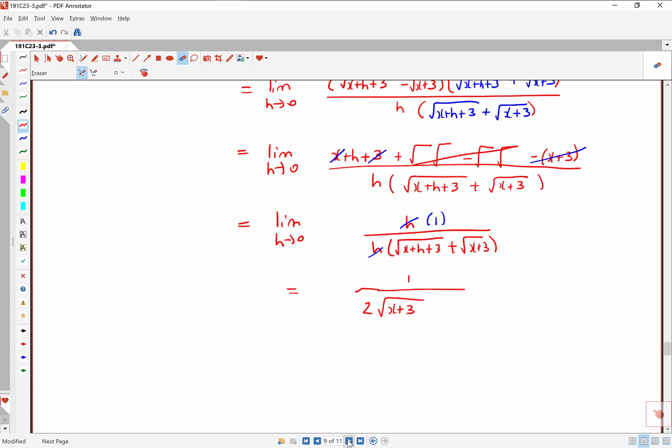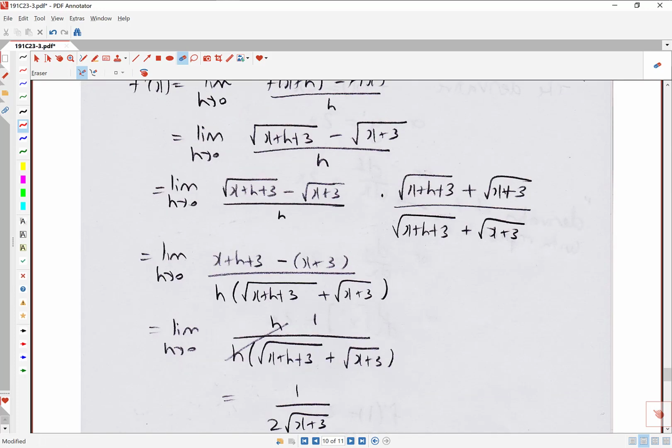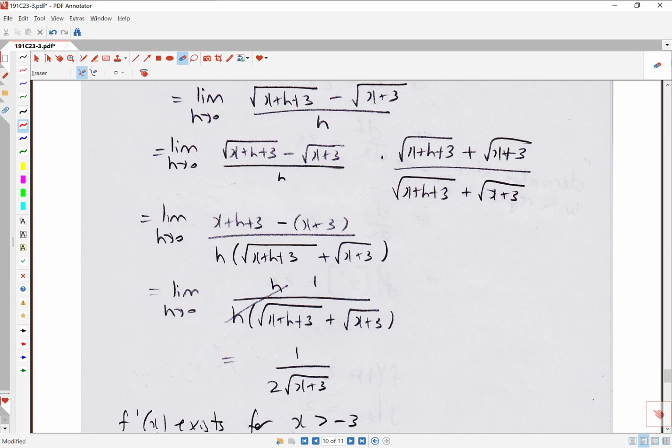So let's come back to the main page there where we did that. So we successfully found f prime of x. That tells us the slope of the tangent line to our function f of x. It also gives us a sense of how quickly f of x might be increasing or decreasing.